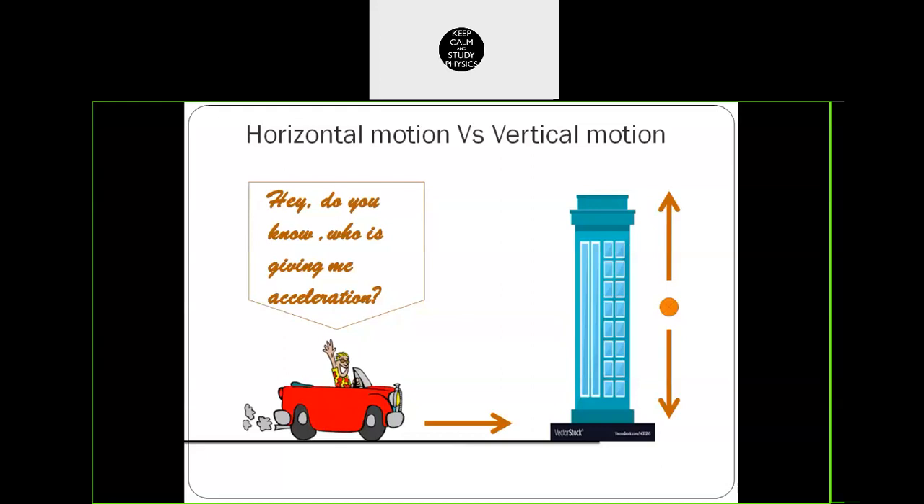Let me help you. For freely falling bodies and vertically projected bodies, what is the value of acceleration you take for vertical motion? Good, 9.8 meter per second squared. Good, right? And for horizontally moving bodies, what is the value of acceleration you take?